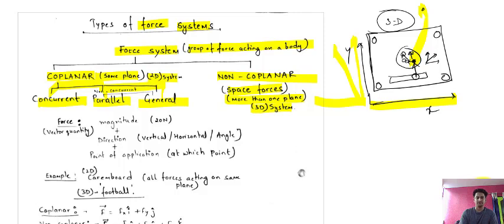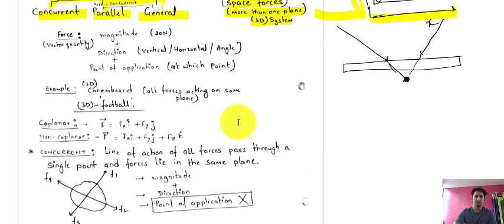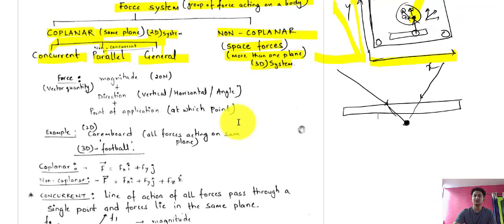So what is a concurrent force? The word concurrent means, suppose this is a beam we are talking about, and this is one force and this is another force acting. Somewhere they will be meeting at one point. This type of force system is known as a concurrent force system, where the points of application are different, but the forces meet at a single point. The line of action of all the forces passes through a single point.